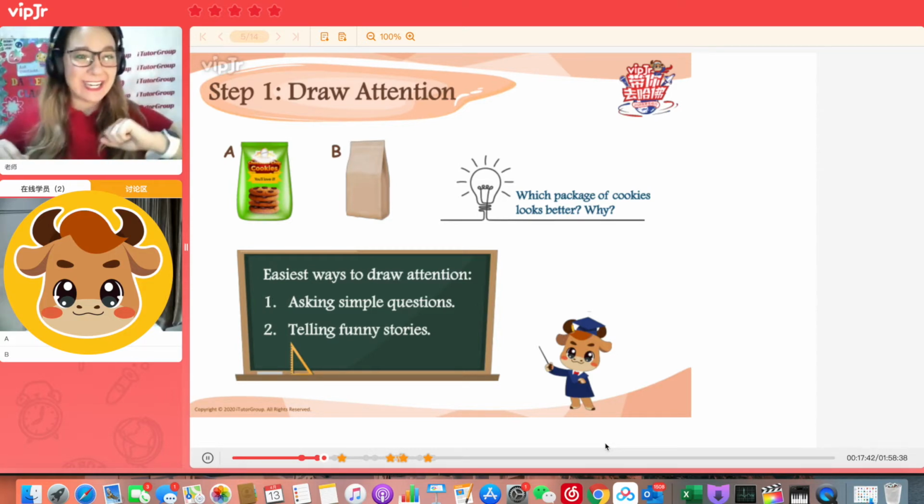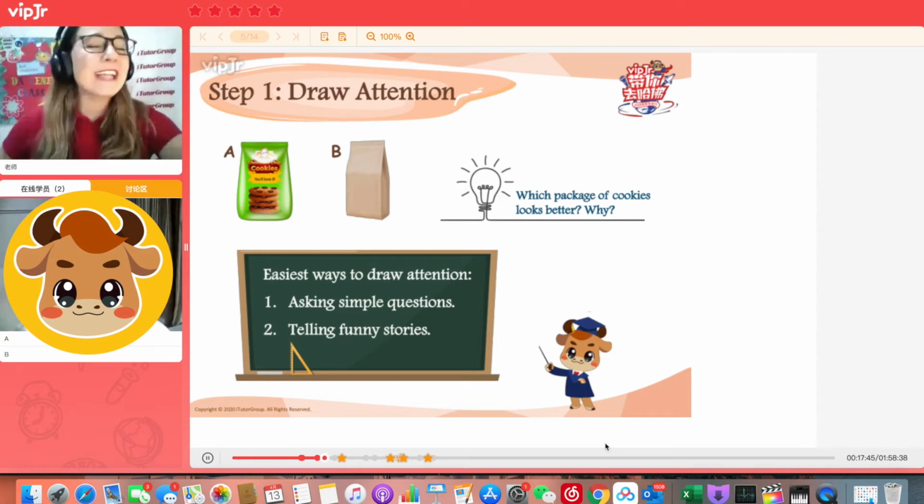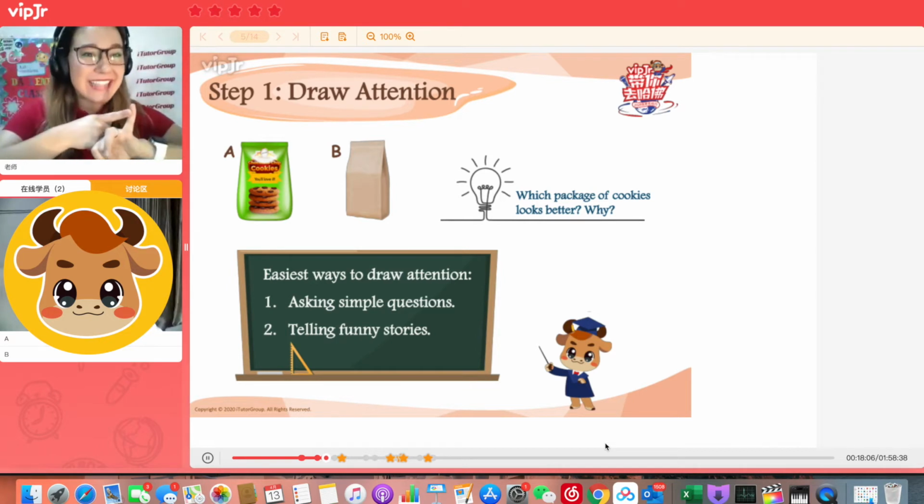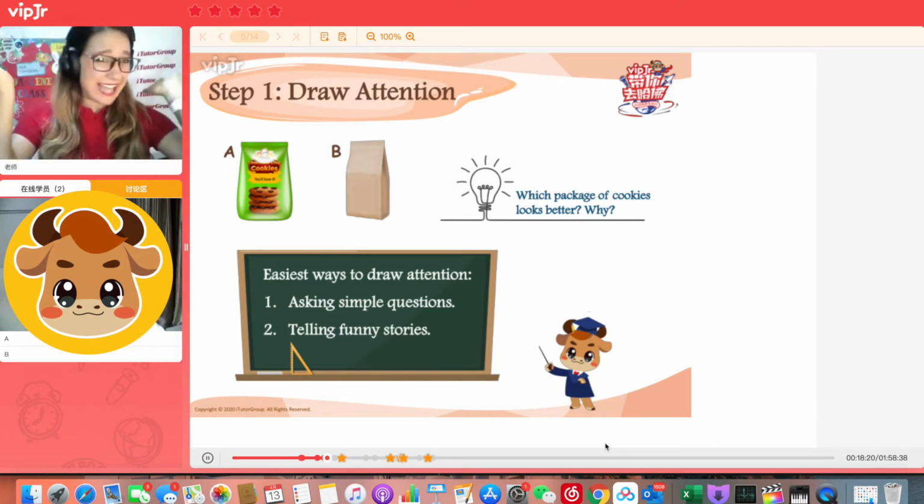Let's look at the two bags here. Sarah, which package of cookies looks better? I think it's number A because it has some pictures on that bag. Yeah, so you know what's inside the bag, right? We can see clearly what's inside the bag. It's cookies. Cookies, right? So I know if I want cookies, I'm going to go for that bag. The colors are pretty. What about option B? Why is that not a good choice?